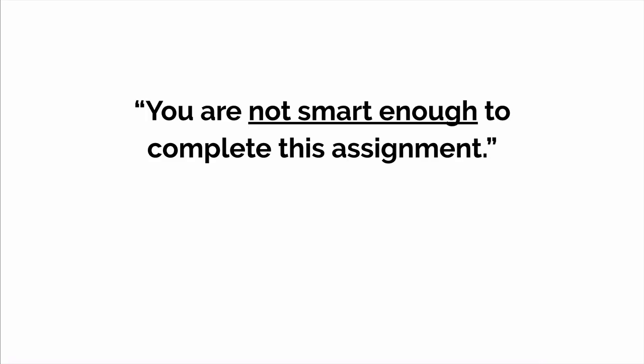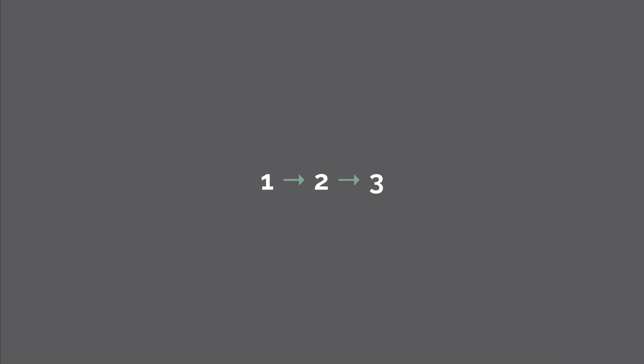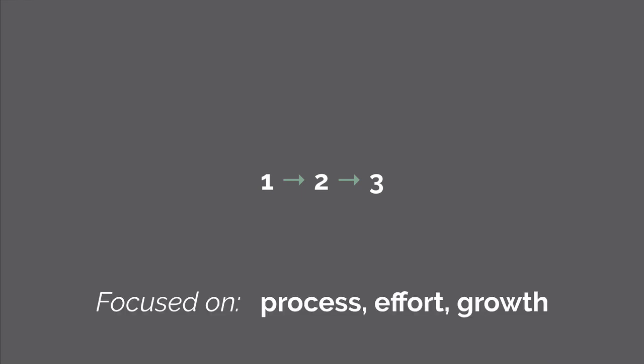There's a vast distinction between telling yourself that you are not smart enough to complete this assignment versus you just haven't completed this assignment yet. Our 3-point grading scale flips this whole notion on its head, and it recognizes and even normalizes the need for mistakes. It understands that we all start at 1 and that we're all on a journey of becoming 2s and 3s. It's focused on and it celebrates the process, not just the end result. It encourages effort rather than perfection. And it's all about finding what it takes to grow.